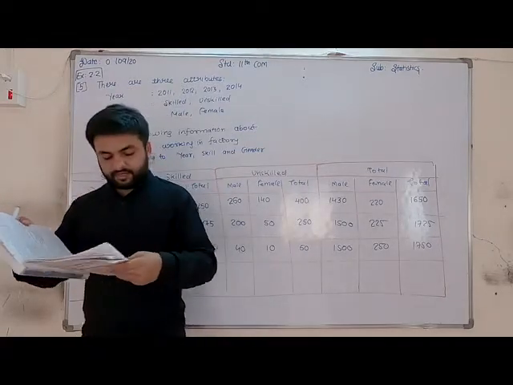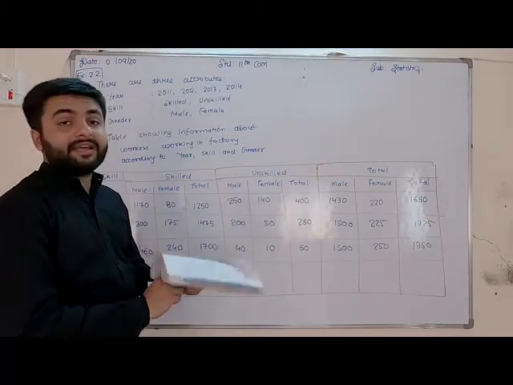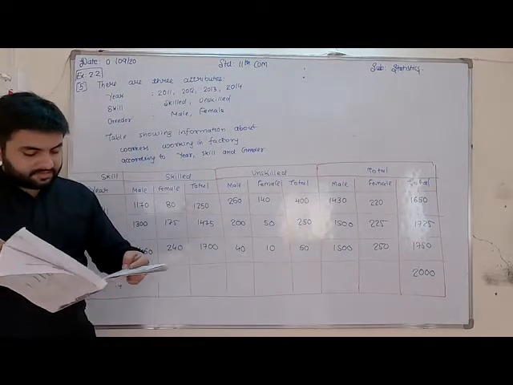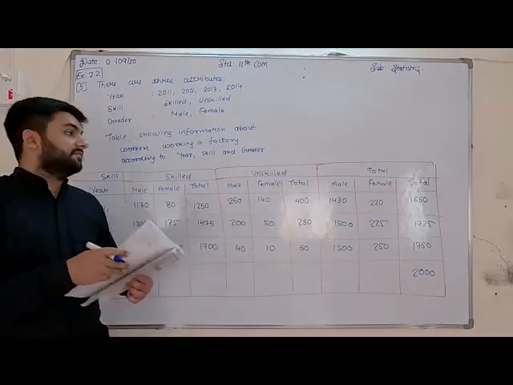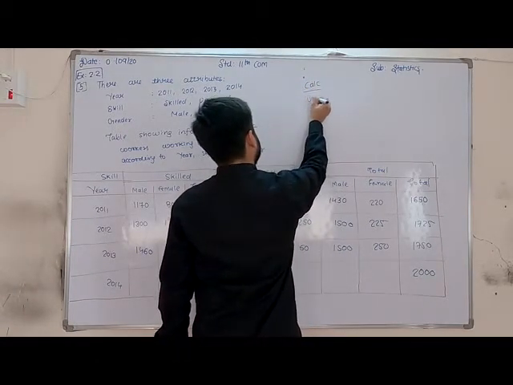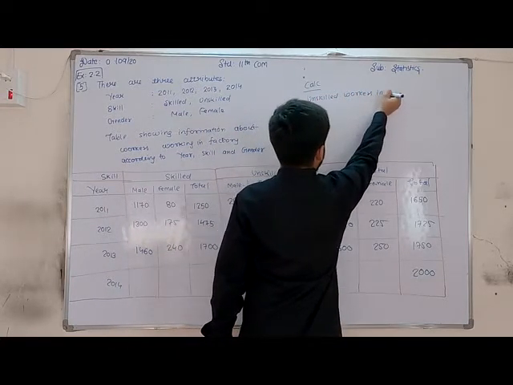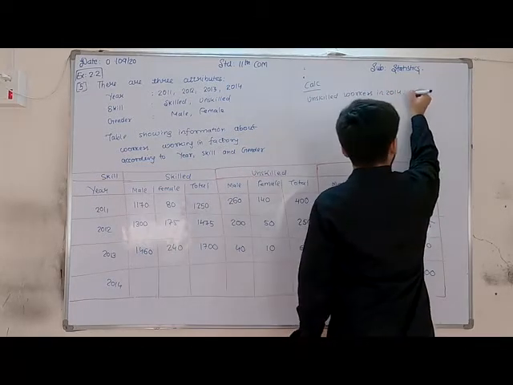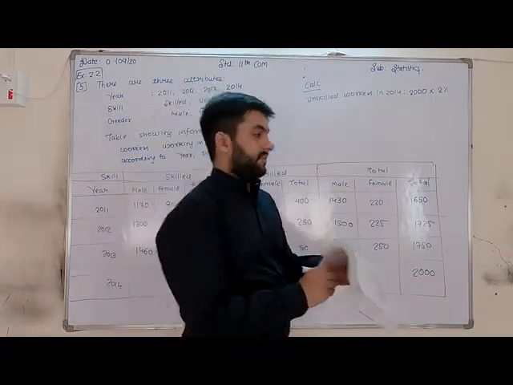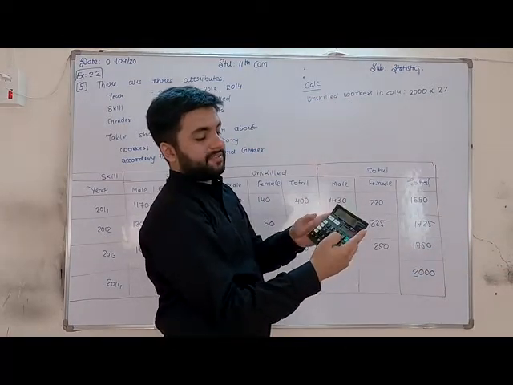In 2014, there are in total 2000 workers. And of them, 2% were unskilled. Okay, so one calculation: unskilled workers in 2014. 2000 multiplied by 2%. Take your calculators. Write 2000 in it, multiply by 2 and press the percentage button, you will get 40.